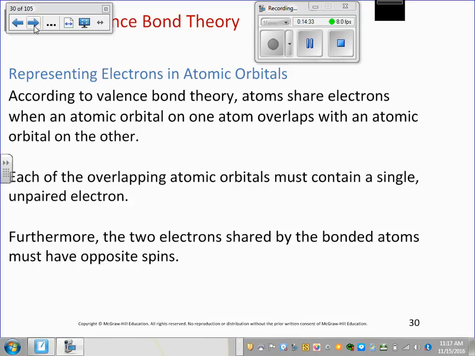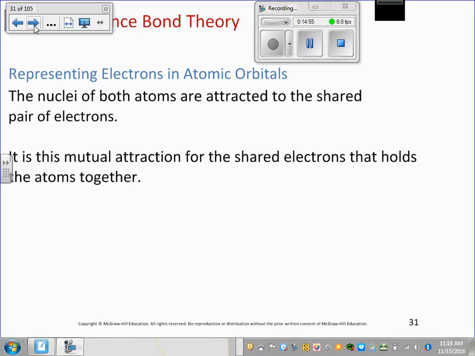That goes back to the Pauli exclusion principle. An orbital has a maximum of 2 electrons. They can't have the same 4 quantum numbers, so the last one, the m sub s, has to be either plus 1/2 or minus 1/2. If one's plus 1/2, the other one has to be minus 1/2. You can't have 2 at the same address.